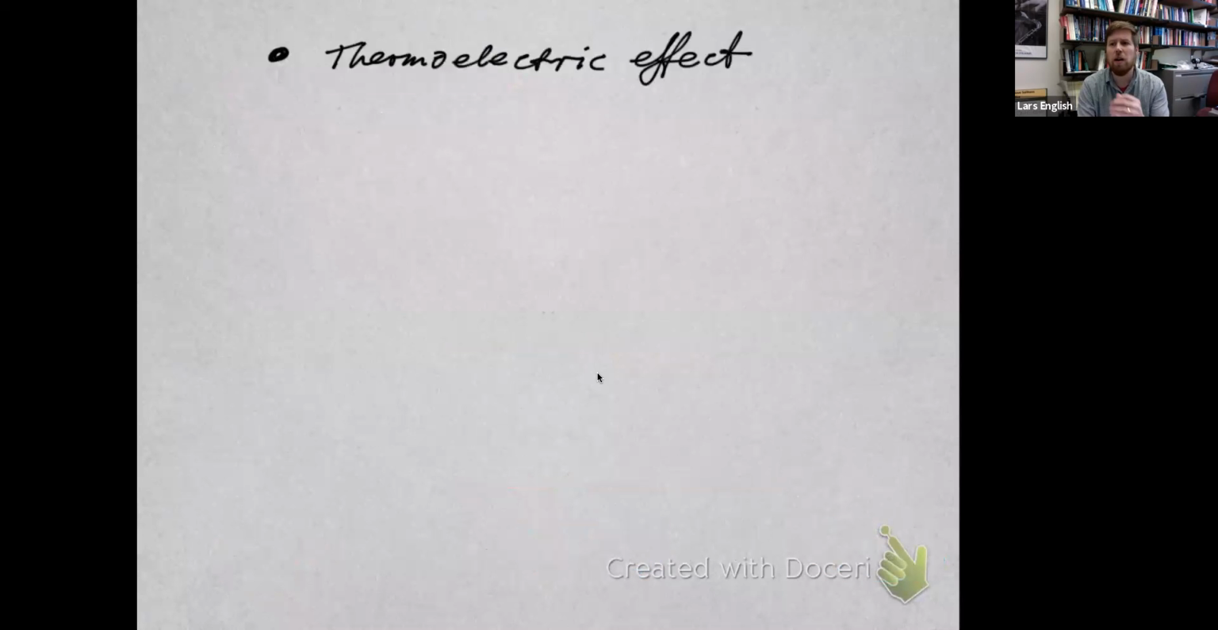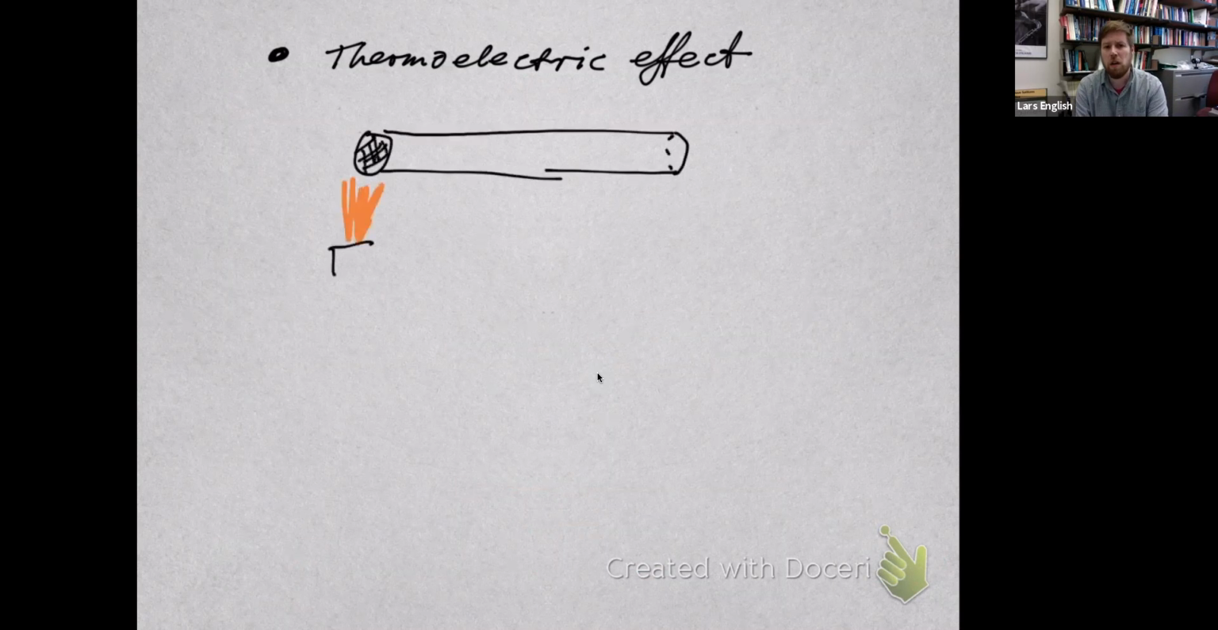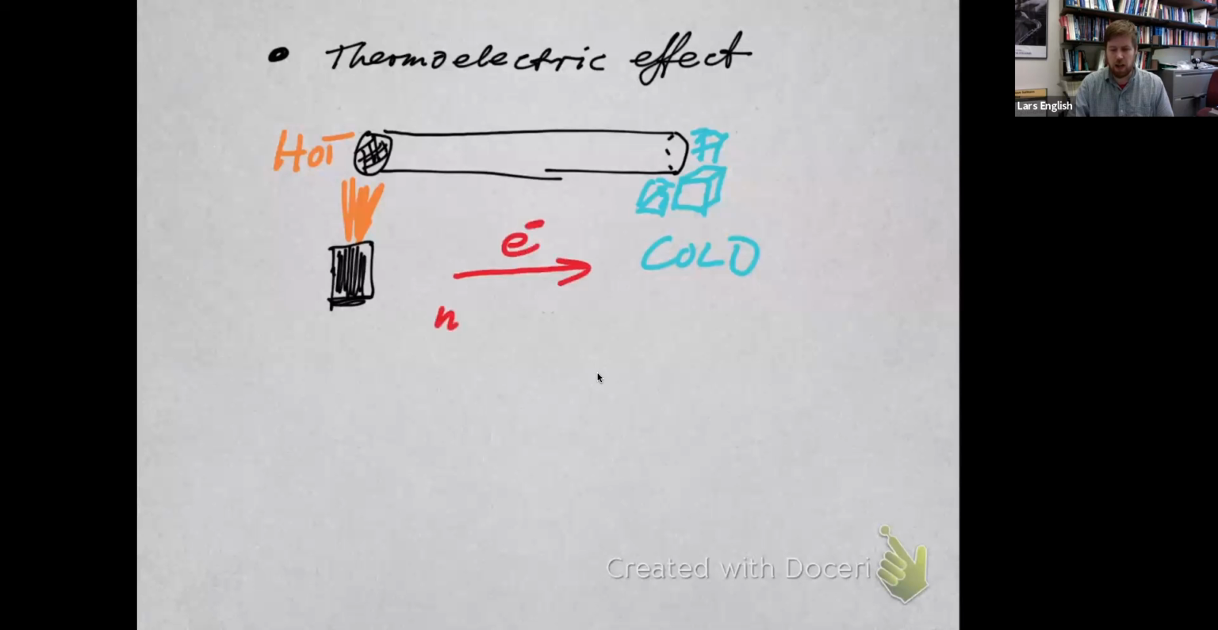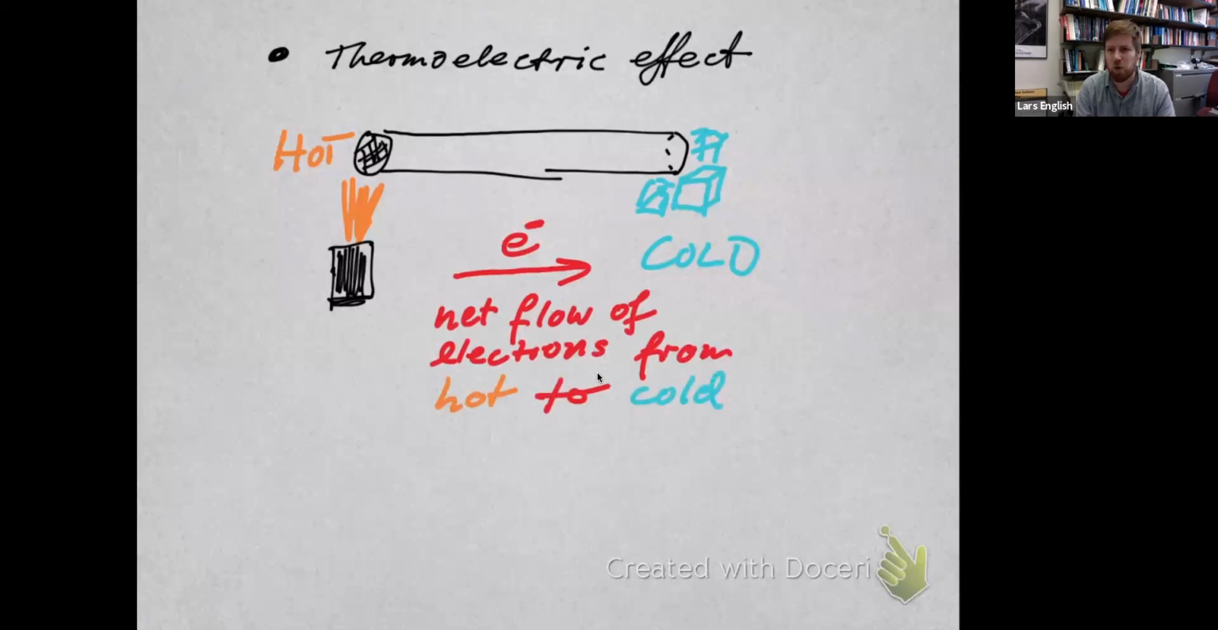All right, another failure has to do with the thermoelectric effect. So what is the thermoelectric effect? Well, in a nutshell, if I have a metallic wire or a metallic bar, and I start heating up one end, maybe the left end, and I cool down the other end, the right end of that bar, then what I get is a net flow of electrons from hot to cold.